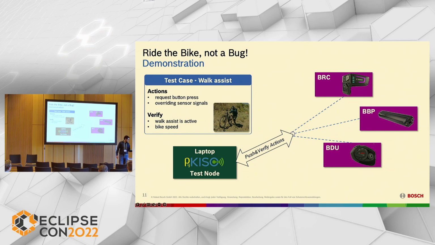Does it? The tricky part is that we need a server authentication with the Bosch network. Yeah. Now I see the walk assist switch is on. And oh. Yeah, and it's working. Basically, driving itself.